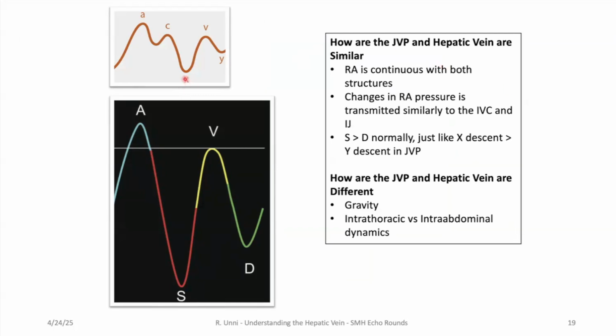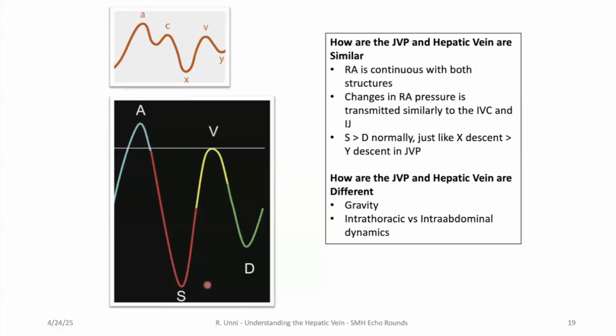Something to point out: when you're learning about the JVP, you learn that the X wave is deeper than the Y wave, or the X descent is deeper than the Y descent. Similarly, the normal ratio is your S is deeper than your D. Your SD ratio is greater than 1.